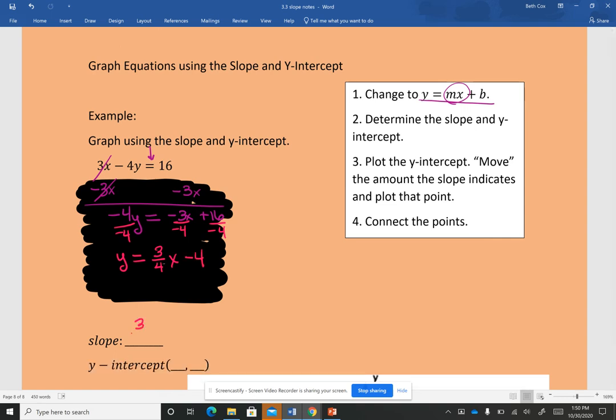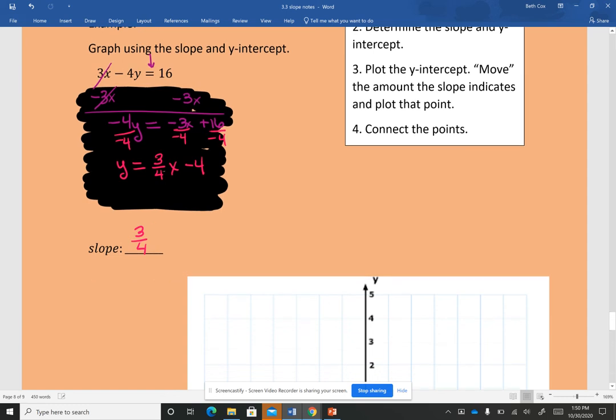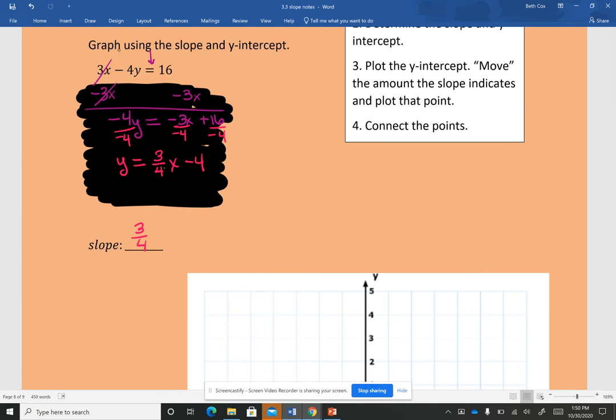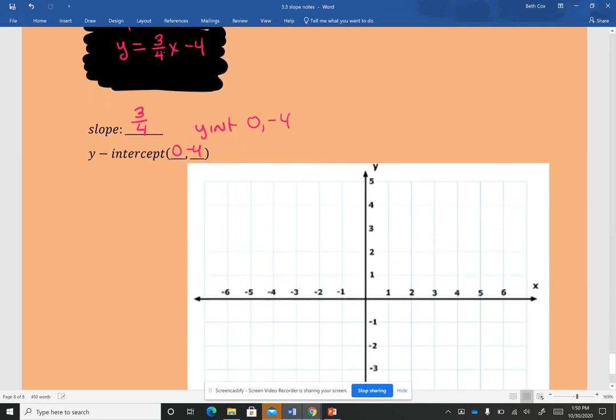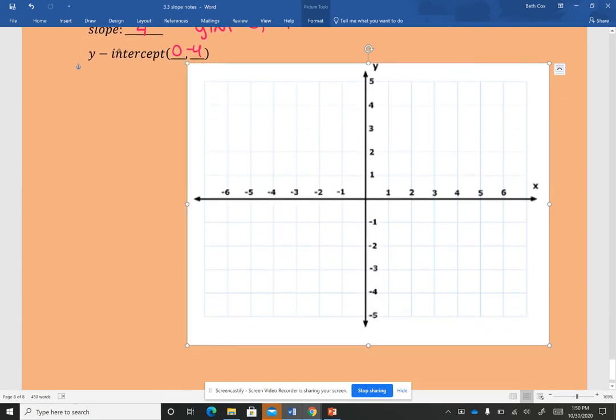So now my slope is 3/4, and my y-intercept is 0, negative 4. Write it down. Okay, so now we're going to do the graph here. This one looks different than the other one. I'm not sure why. But 0, negative 4 is here.